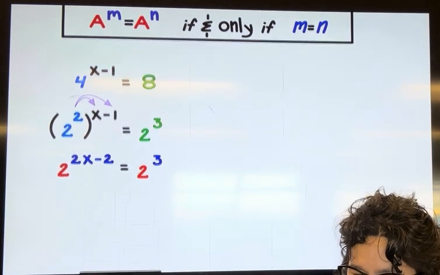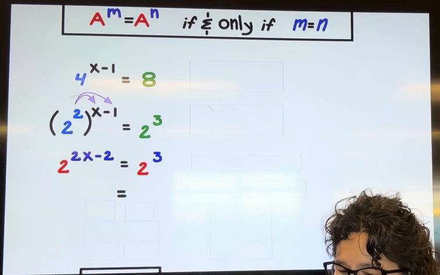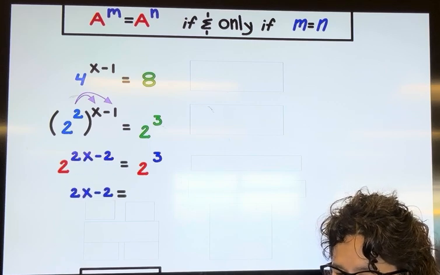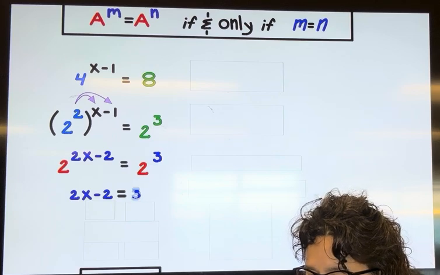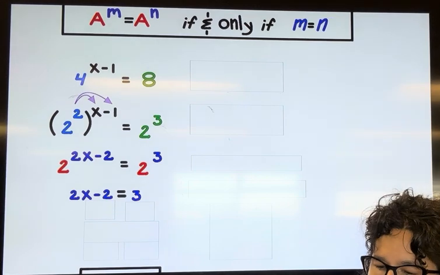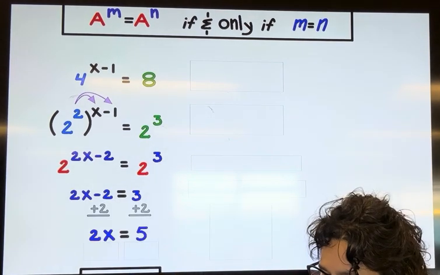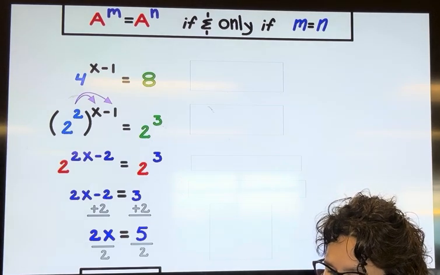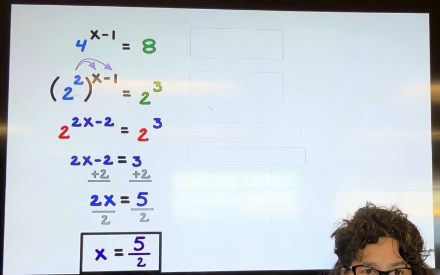So I'm going to take the 2x minus 2 and set it equal to 3. Add 2 to both sides to finish. We're just trying to get x by itself. And then divide both sides by 2. And we end up with 5 over 2.